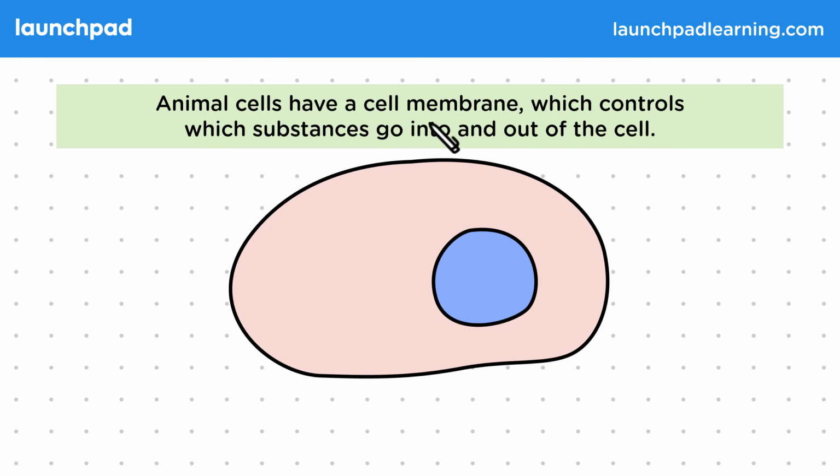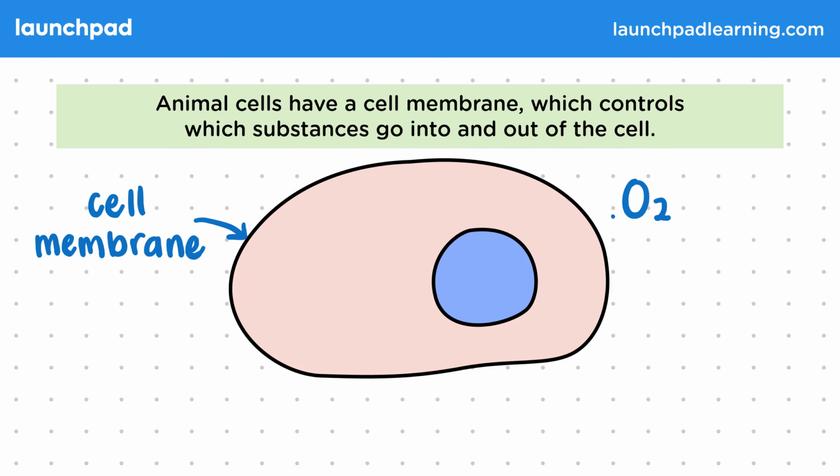Animal cells have a cell membrane, which controls which substances go into and out of the cell. This dark line surrounding the cell on our diagram is the cell membrane. This encloses the cell, and substances move across it to get into and out of the cell. In the exam, you would be expected to identify the membrane on a diagram like this one.